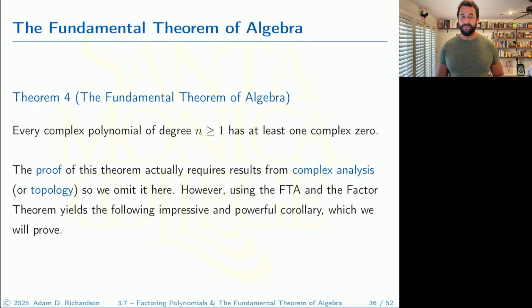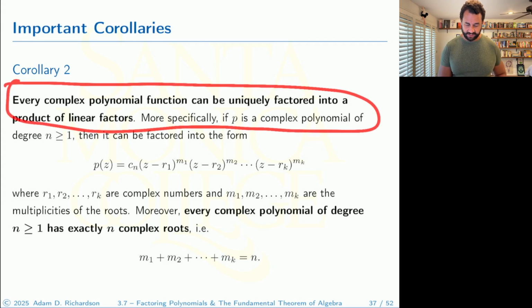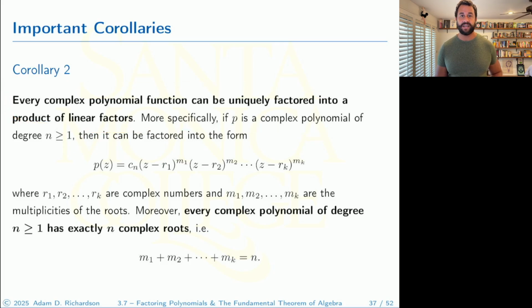All right. Now, here's what we're going to do in this class. We're going to leverage all of these things that we have been building up for so many sections, like 7 sections more, right? We're going to leverage it to make things really easy, or maybe just allow us to do a more interesting analysis. Here we go. We're going to use the fundamental theorem of algebra and the factor theorem to yield this powerful corollary, which I stated a while ago, but now we're going to prove it. Every complex polynomial function can be uniquely factored into a product of linear factors.